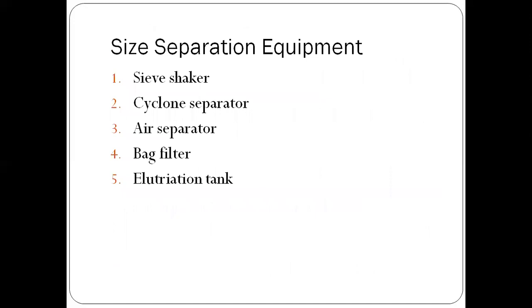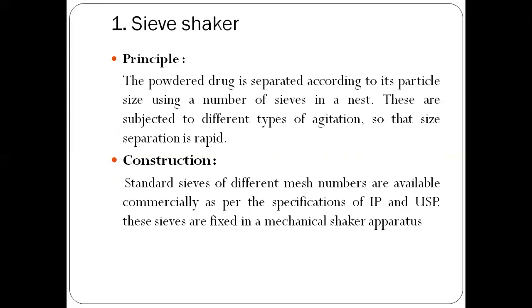There are basically five equipments that are used in the pharma industry for size separation unit operations. First is the sieve shaker, second is the cyclone separator, third is the air separator, fourth is the bag filter, and fifth is the elutriation tank. So first is the sieve shaker.